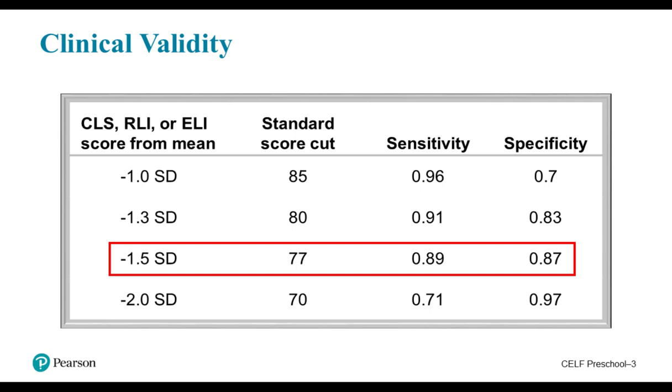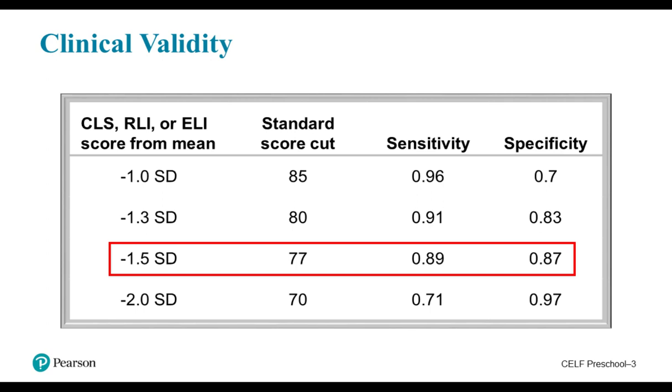We also looked at validity evidence, and one of the components I want to point out, and certainly we'll have additional validity evidence in the manual for CELF Preschool-3, but when we looked at the sensitivity and specificity values, and those are the only components of validity I'm going to talk about here today, the sensitivity and specificity values here indicate that the CELF Preschool-3 is a good assessment for identifying children with a possible language impairment when used in conjunction with other measures. So if you look at the cut score of 77, which is 1.5 standard deviations below the mean, that is the cut score that results in the best balance between sensitivity and specificity.